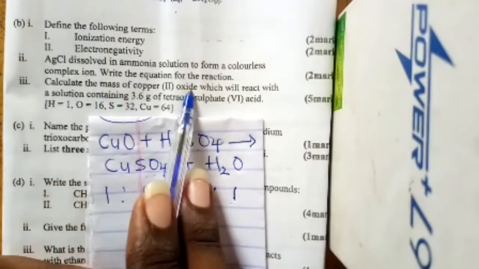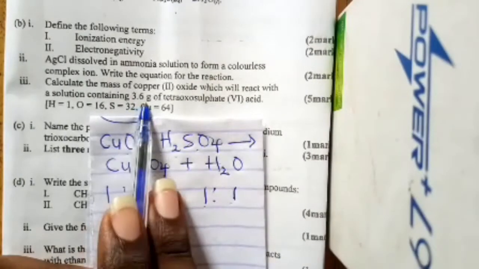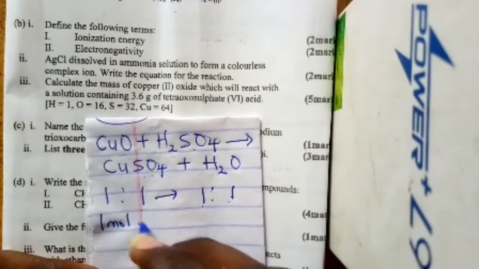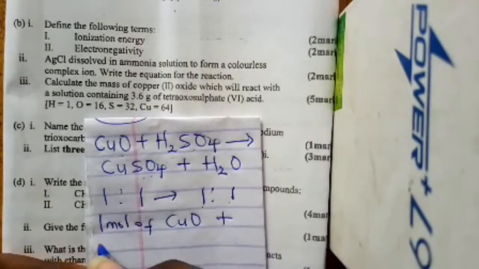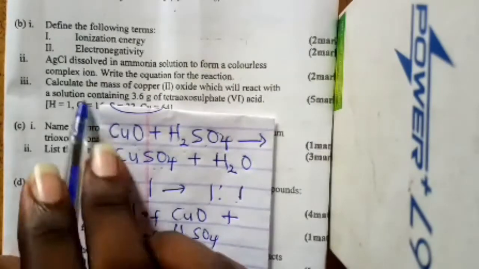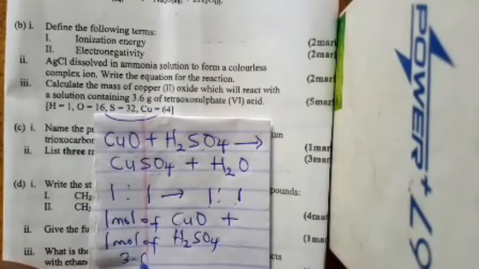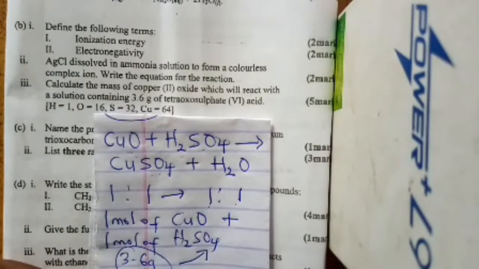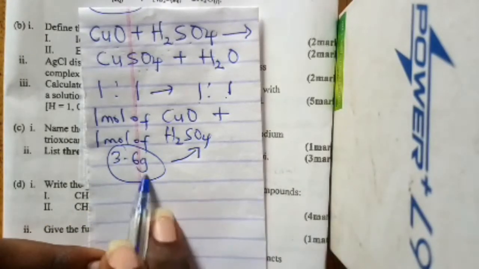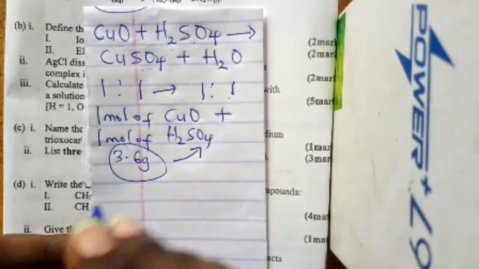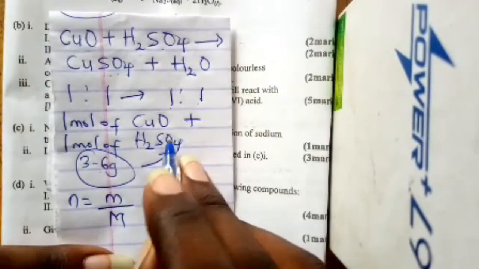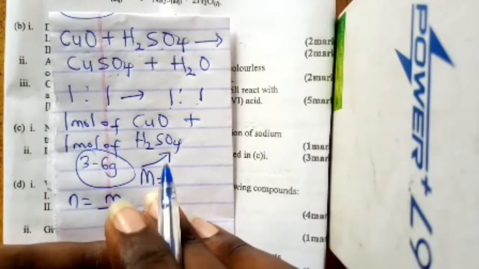Now we have to find the mass of copper II oxide, which will react with 3.6 gram of this. So we are interested in the reactants now. So 1 mole of CuO reacts with 1 mole of H2SO4. Now we are told to find the mass of copper II oxide, which will react with 3.6 gram of H2SO4. So we need to know now the number of moles which 3.6 gram of H2SO4 contains. So using the relationship n equals m over molar mass, first, we have to find the molar mass of H2SO4.